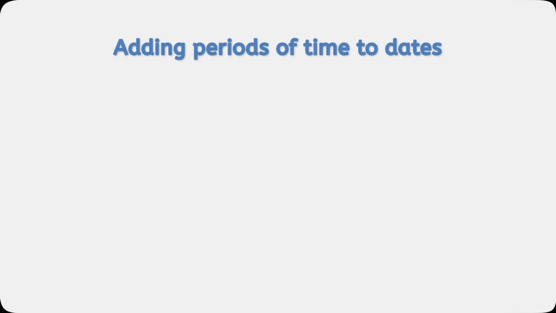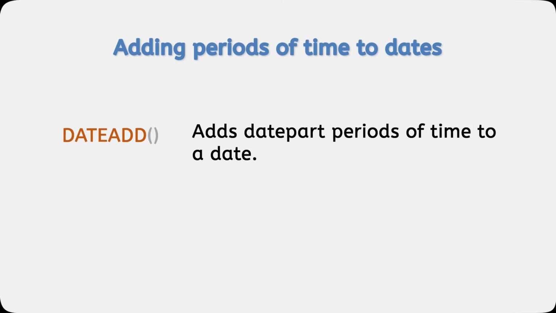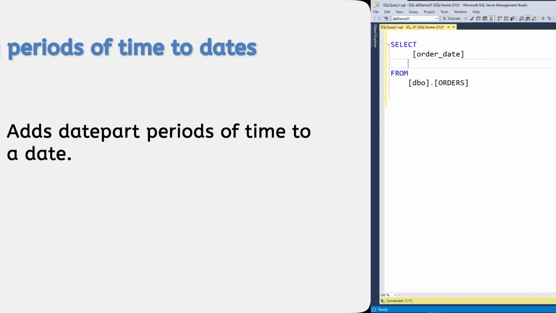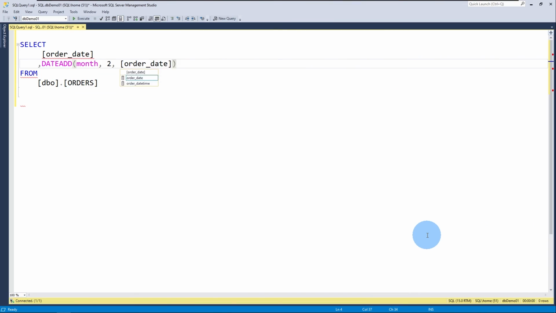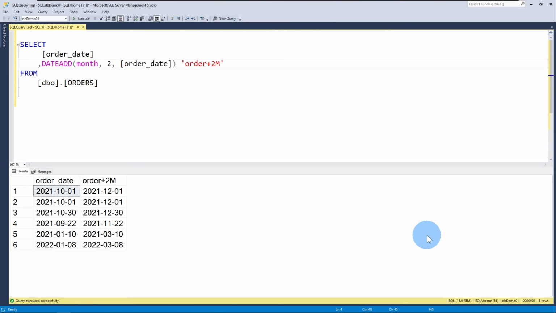And lastly, the DATEADD function lets you add date part periods to a date. This way you can reliably add a number of months, for example. Here we want to add 2 months to each of our order dates. The function also lets you subtract periods from dates by using negative figures. This query subtracts 1 year from each order date.